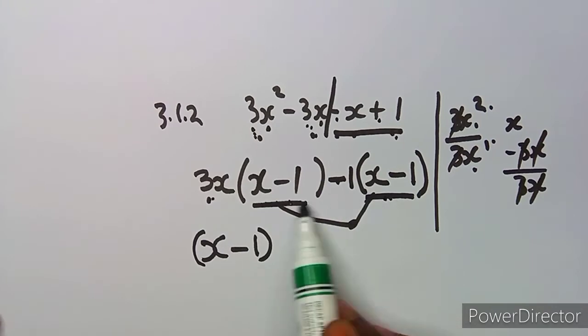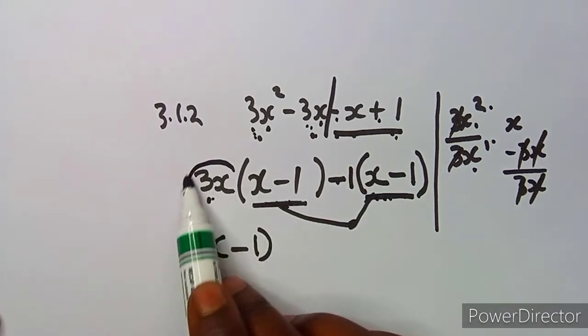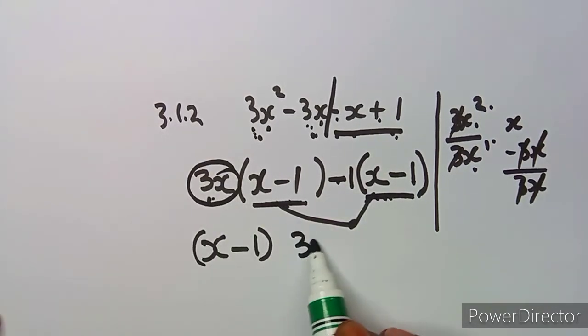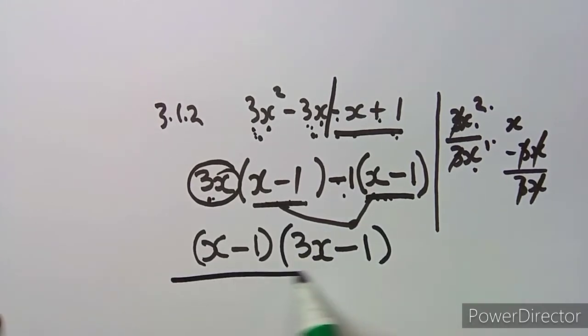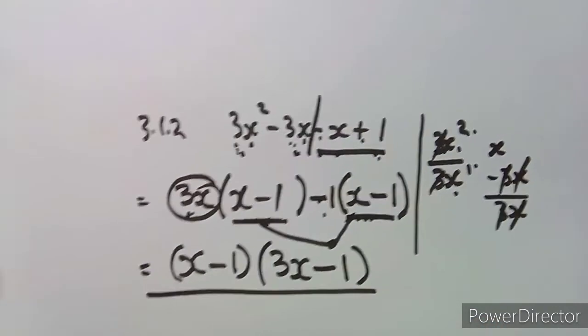So once you factor out this common bracket, what is going to remain? You are going to remain with 3x on this part, and on this one, you are going to remain with minus 1. So like this, this is going to be your resultant answer. That is going to be your answer there. You have factorized that expression. So that's it, guys. That's how they play around these questions.